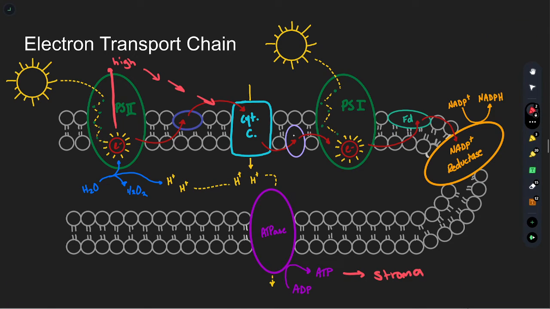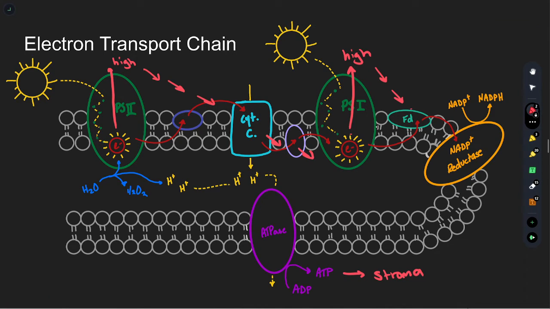Of course, this electron eventually reaches PS2 and is back at its low energy level state. The sun hits PS2, photons go pigment to pigment to pigment until it reaches that electron in P700, and the electron undergoes photoexcitation once more. So it's at a high energy level state again, and it can move through the second leg of the ETC.